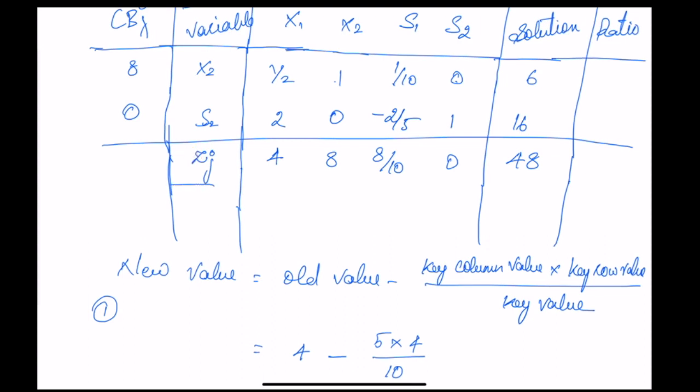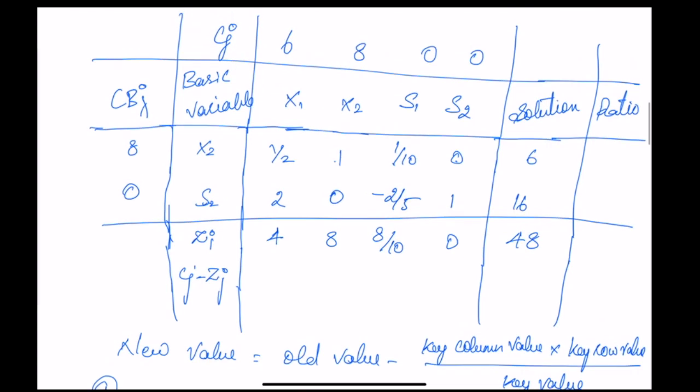Lastly, we will have Cj minus Zj. Cj 6 minus 4, which is equal to 2. 8 minus 8, 0. 0 minus 8 by 10 can be written as 4 by 5, right? So 8 by 10 is 4 by 5. So 0 minus 4 by 5 is minus 4 by 5. 0 minus 0, 0.